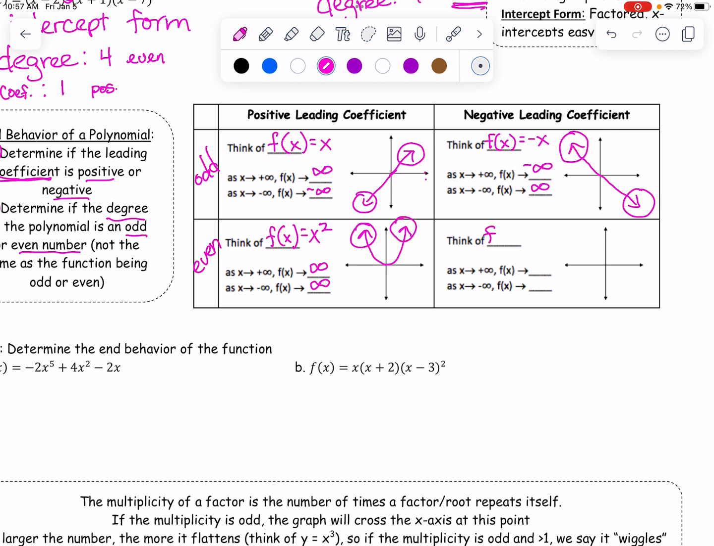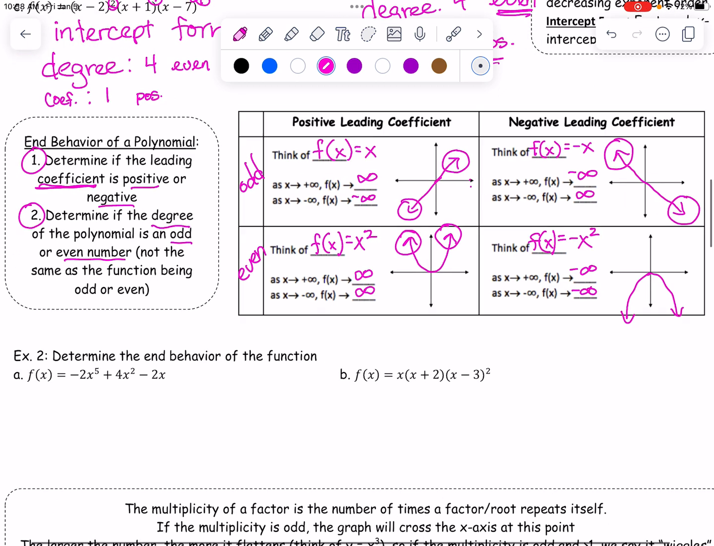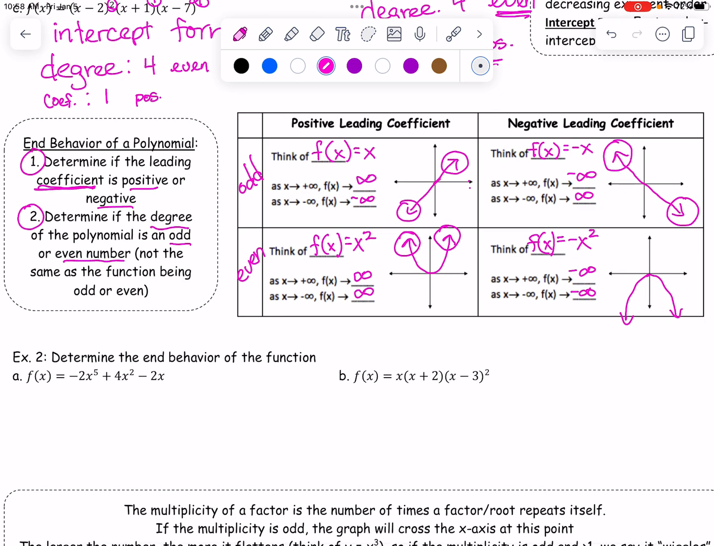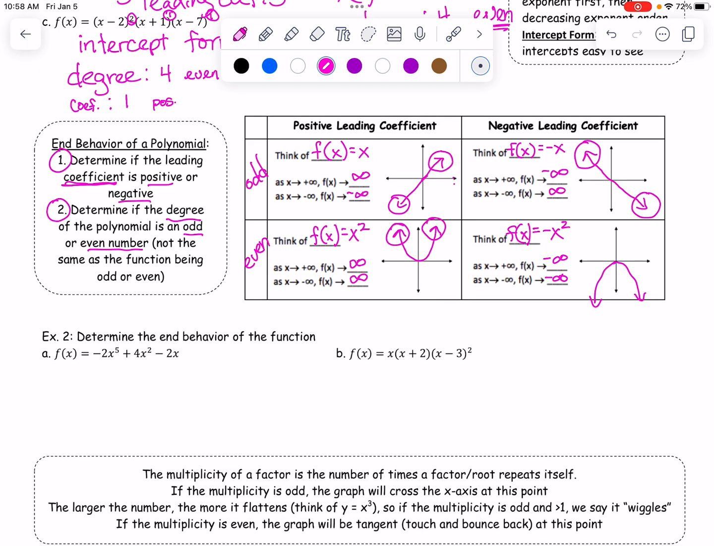Our lowest even is going to look like this. That means it's going to be flipped over, and both of our ends are going to be facing down. So this chart you can apply to any degree. It does not have to be a 1 or a 2.